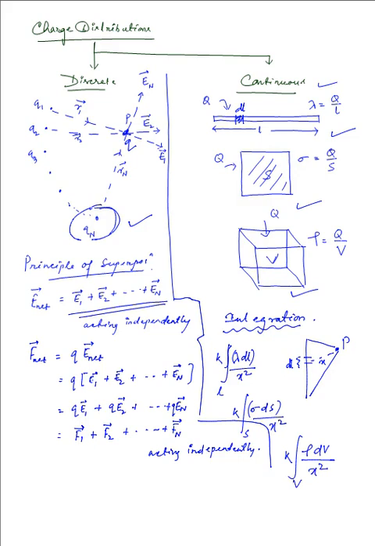So this is how we'll be calculating the net electric field intensity at a given point due to a charge distribution. And for the case of force, we'll just use this: suppose we place a charge q over there, then the force will be equal to q times the net electric field acting at that point due to the given charge distribution.